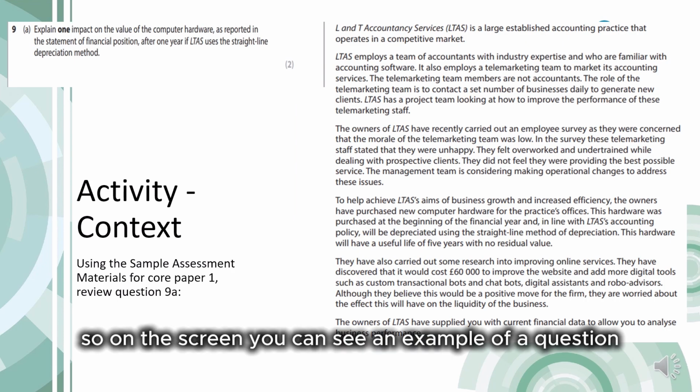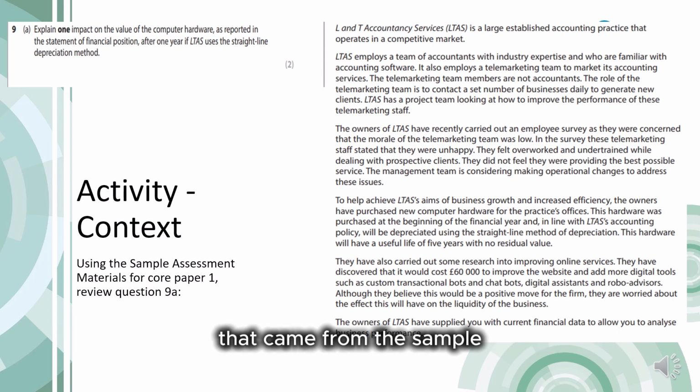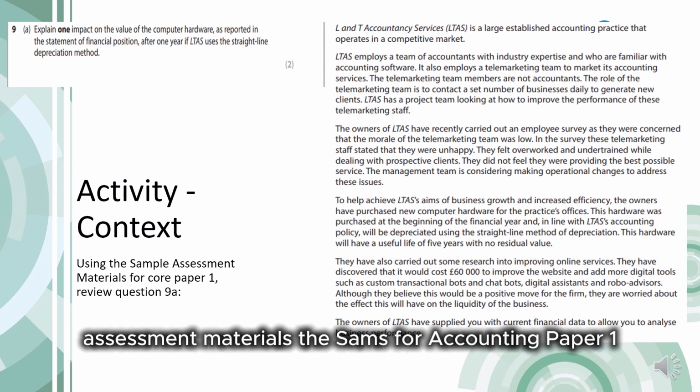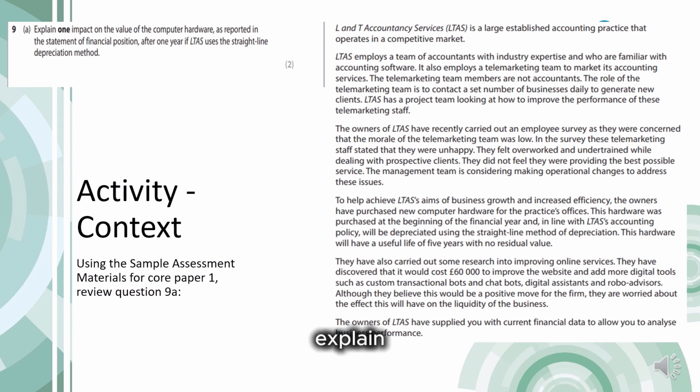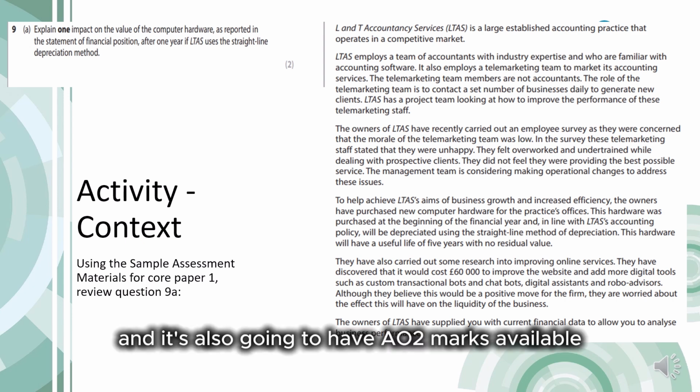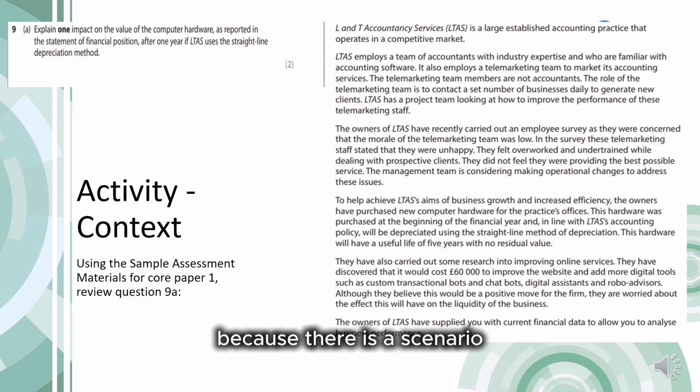So on the screen, you can see an example of a question that came from the sample assessment materials, the SAMs, for accounting paper 1. This is an example of a question where it's going to be an AO1B explain, and it's also going to have AO2 marks available because there is a scenario.